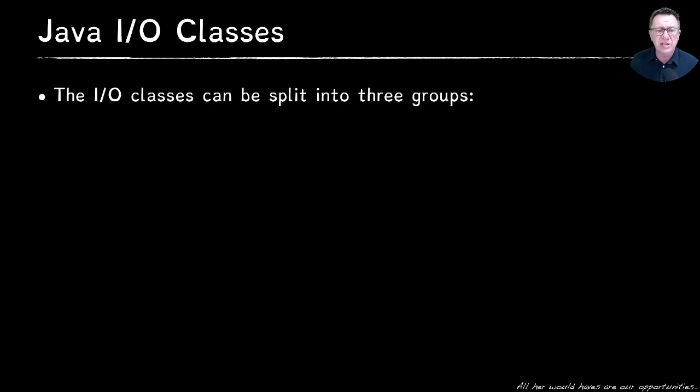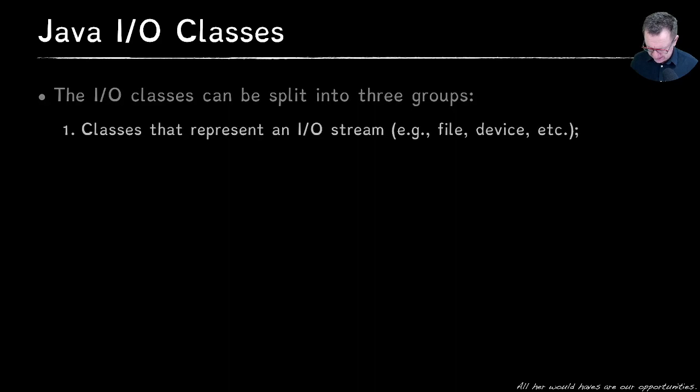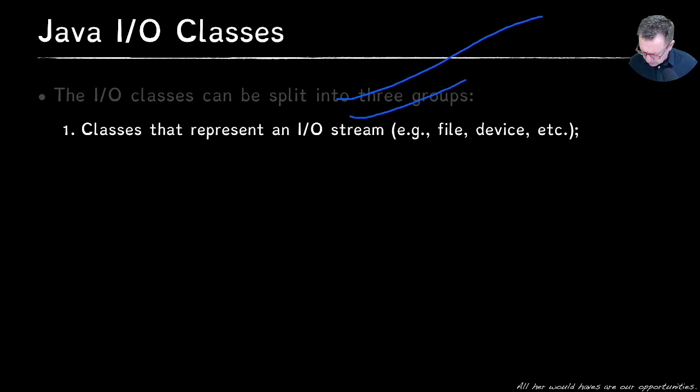So what are our Java I/O classes? Let's see if we can try that one again. We've got classes that represent an I/O stream. And keep thinking of what a stream is, okay?